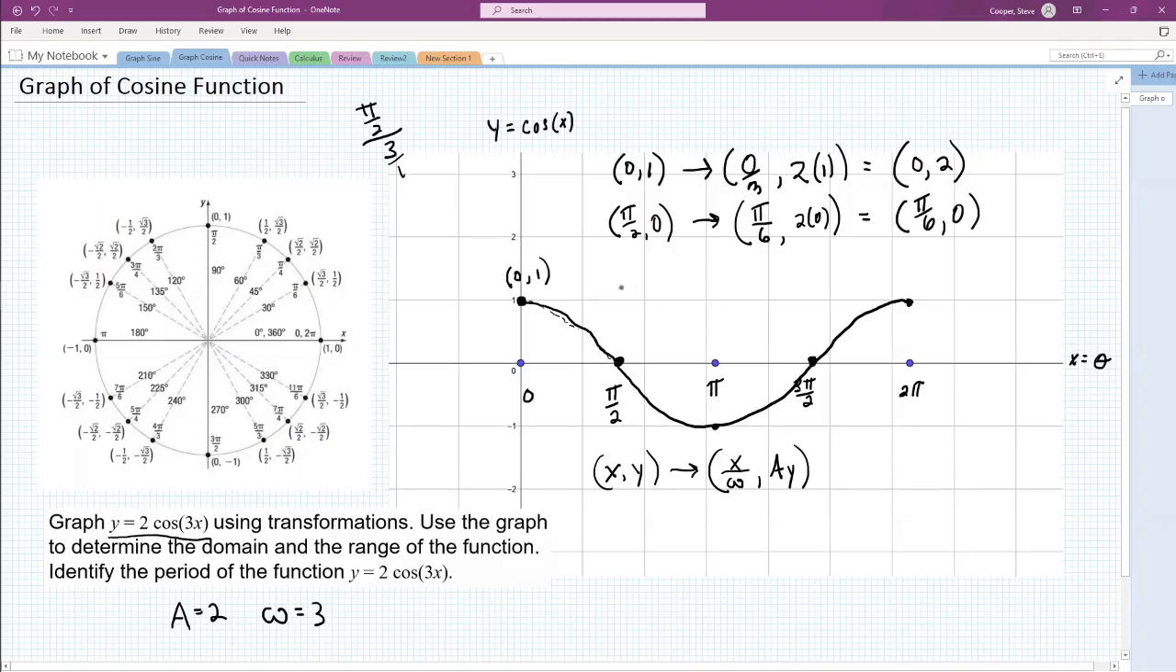All right, third point began as pi, and it outputs a -1 there. So that's going to take the pi over omega, so pi over 3 is our new x, and then 2 times -1. All right, so we have 3 out of the 5 points now. It's pi over 3 and -2 for what used to be pi, -1. All right, so we got that one, we got that one, we got this one.